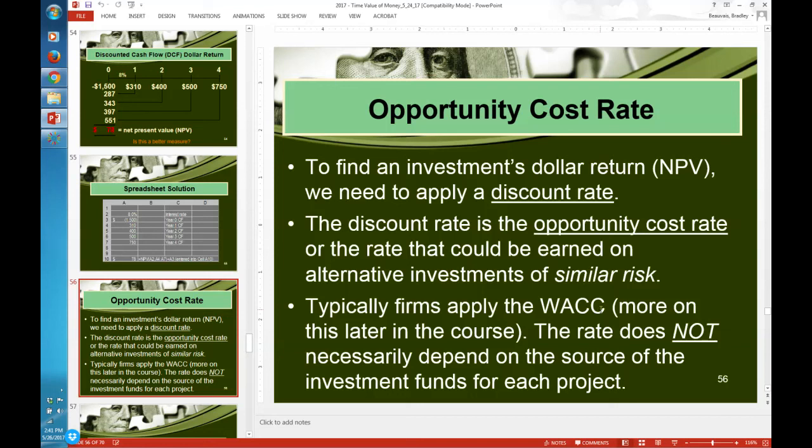We're going to talk about this later in the course, but it's the weighted average cost of capital across all sources of capital for the organization, and then we risk adjust that weighted average cost of capital based on the specific situation, for this particular project or investment. Don't get wrapped around the axle too much at this point on the concept, because we're going to talk about it a lot more down the road. That rate does not necessarily depend on the source of the investment funds for each project, although we will talk about a slight nuance to this when we get into the realm of lease financing.